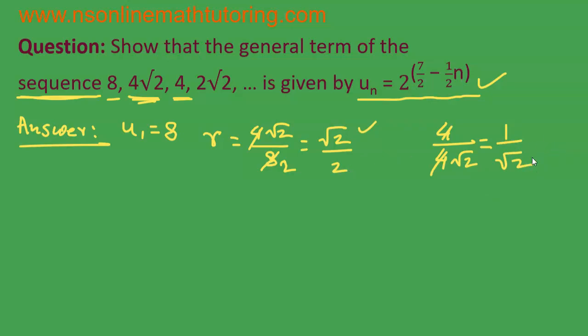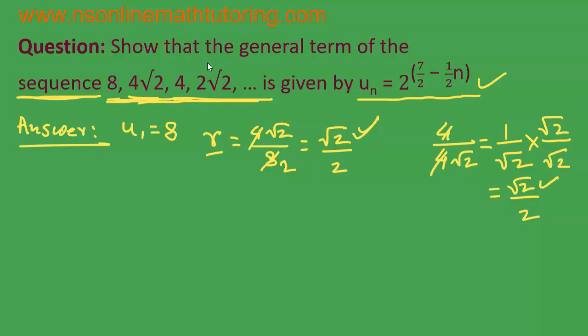What if we try to rationalize the denominator, because we usually do not keep a radical sign in the denominator? So let us rationalize the denominator. We multiply both the numerator and the denominator by root 2. And then we see that we are getting root 2 over 2, which is the same as this number. Now we are confident enough to say that this sequence is indeed a geometric sequence.